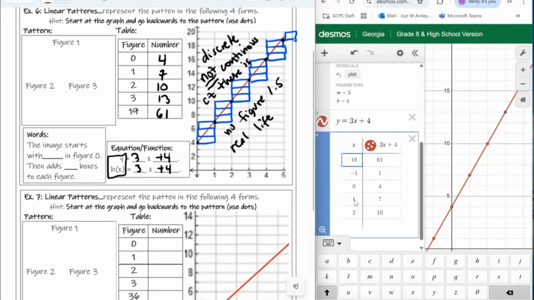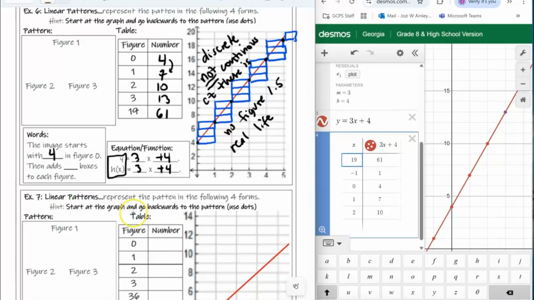All right, so I've got my table, I've got my function. Now I'm going to say, explain in words what's happening. Okay, so the image starts with blank in figure 0. So what does it start with at 0? At my initial point where it crosses the y-axis, remember initial start is my y-axis. Where it crosses the y-axis, that's going to start with 4. So at 0, it starts with 4. My initial is where x is equal to 0. Then it adds blank boxes to each figure. So what is the pattern that I'm doing each time?